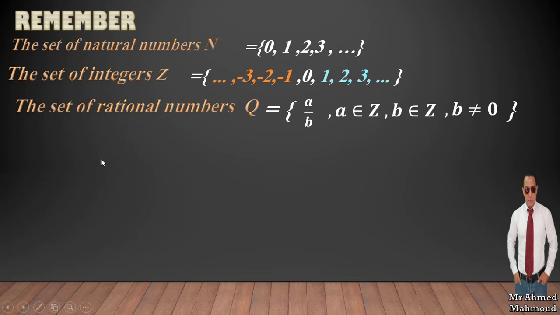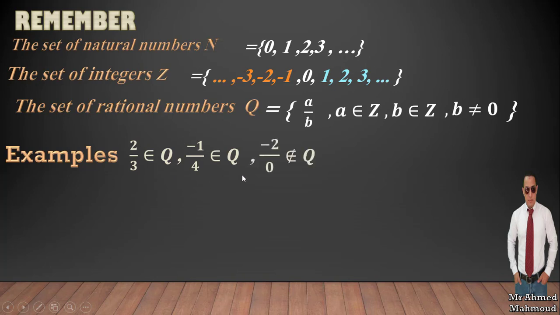Let's explain some examples of rational numbers. The first example, if we have 2 over 3: 2 is an integer, 3 is an integer, so 2 over 3 belongs to Q, and also 3 is not equal to 0. Another example, -1 over 4. -1 is an integer, 4 is an integer, so -1 over 4 is a rational number. And if we have -2 over 0, here the number is over 0, so its value is meaningless, so it doesn't belong to Q.